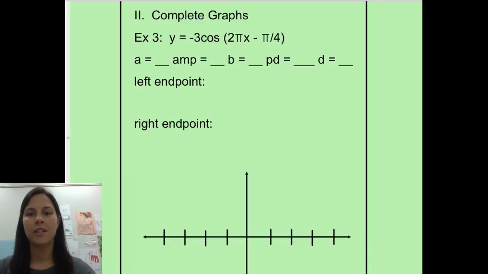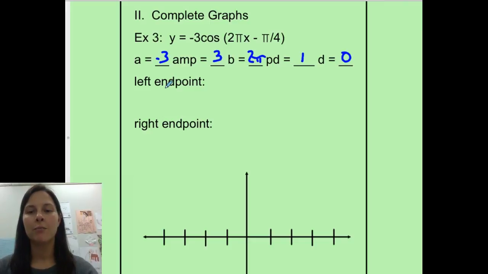We're starting off with a cosine function on this one. Our a value, what we're multiplying outside the function, is -3, so our amplitude is 3, that's the vertical stretch. What we're multiplying by x is 2 pi, so our period will be 2 pi divided by 2 pi, or 1. We don't have a vertical shift on this one.